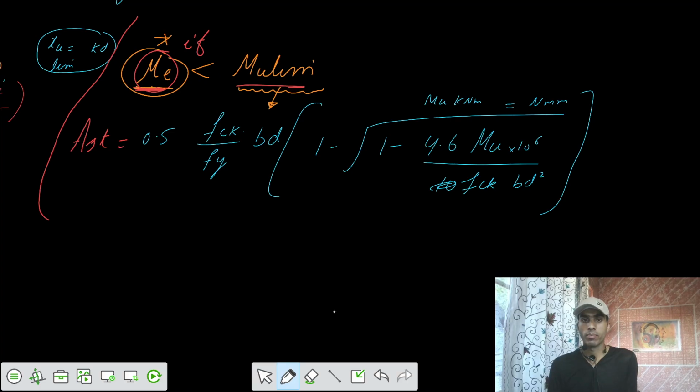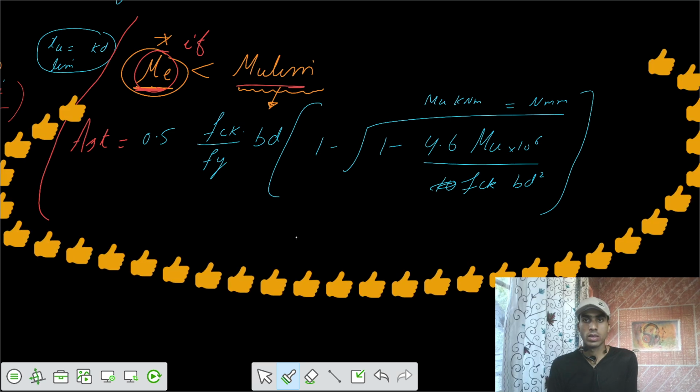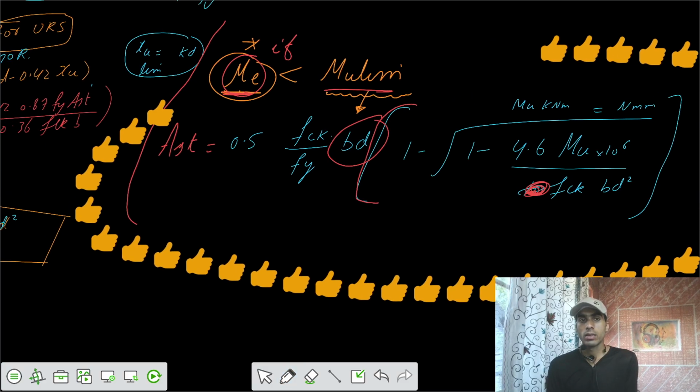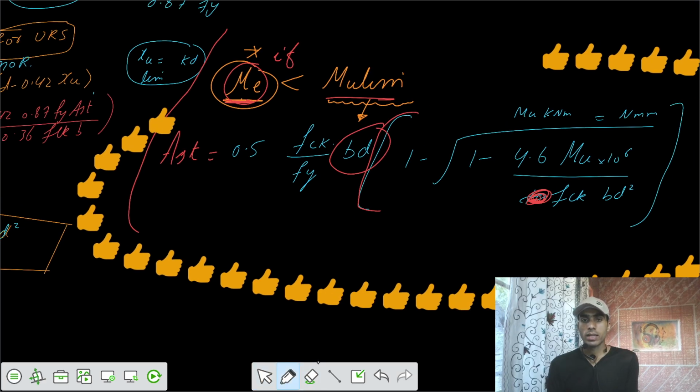So you have to keep it as an important one. So this is your equation: Ast equals 0.5 fck by fy b d times bracket 1 minus root of 1 minus 4.6 Mu by fck b d square. Okay, this is our equation. And if the condition was such that the external bending moment you are applying on the structure is lesser than the limiting condition, that means you can solve Ast corresponding to M external.